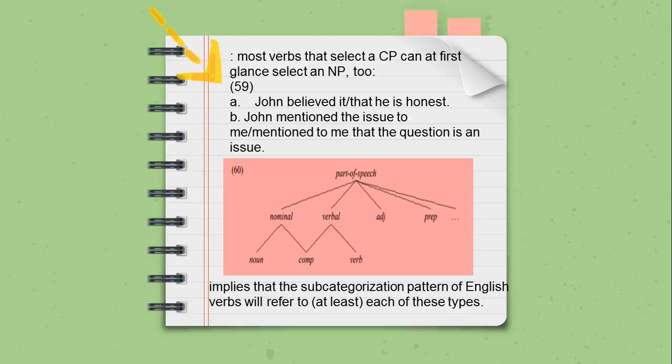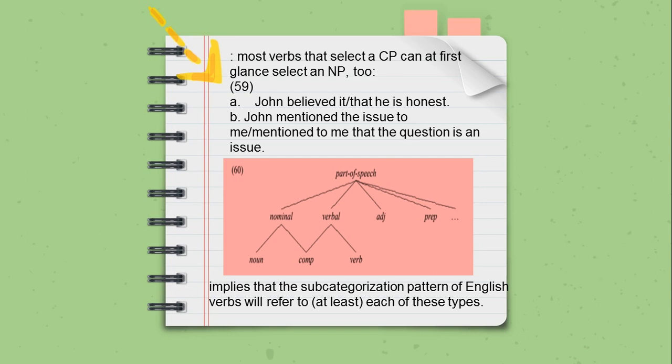Most verbs that select a CP at first glance select NP and PP too. 59. A. John believed it that he is honest. B. John mentioned the issue to me, or mentioned to me that the question is an issue.